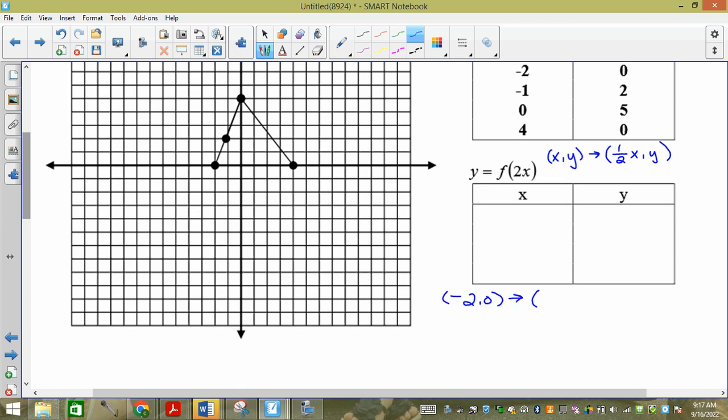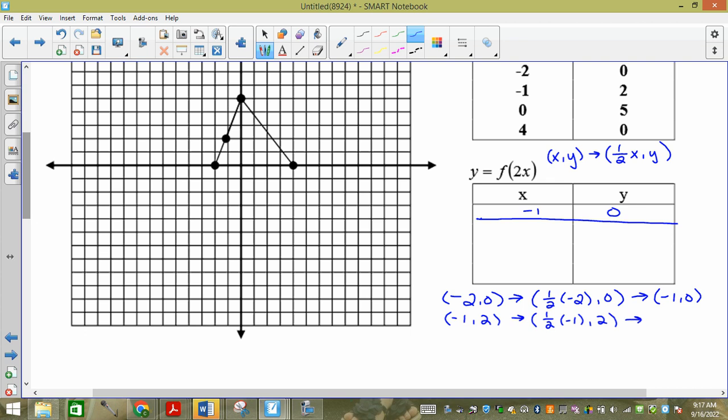It's going to become 1/2 times negative 2, comma 0. So it's going to become negative 1, 0. Then we have negative 1, 2. 1/2 of negative 1, comma 2. Half of negative 1 is just negative 1/2 and 2. So we're going to graph negative 0.5 and 2.